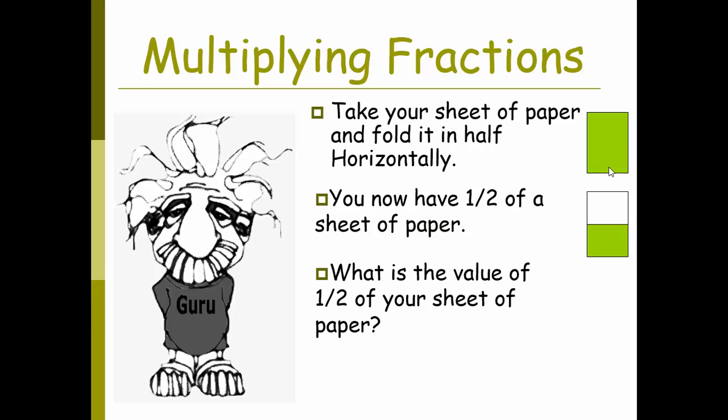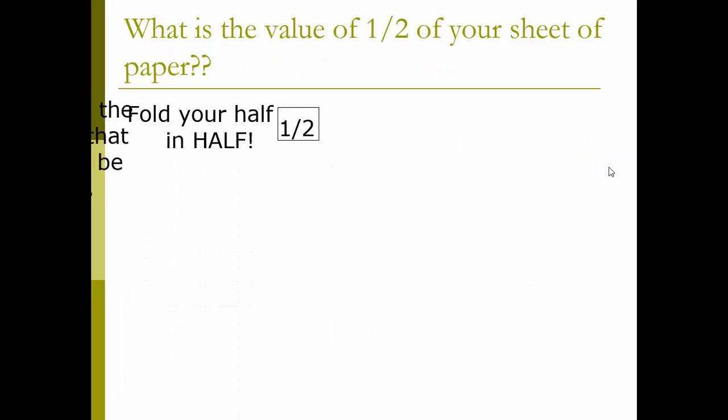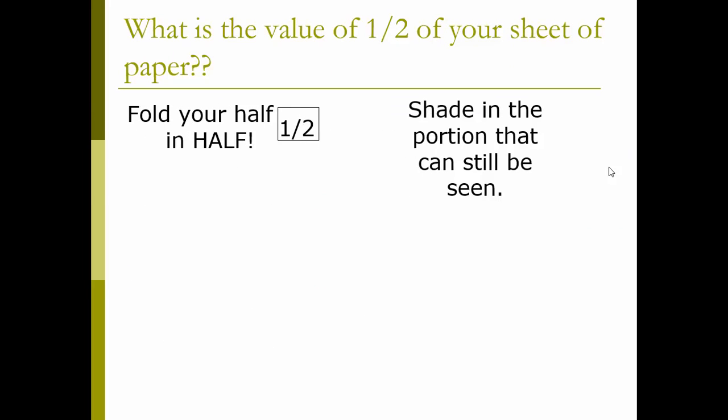And so what is the value of 1/2 of your sheet of paper? Trick question. Now what we want to do is fold the half that we have in half. And with this activity, now that we've folded it in half twice, we want to actually shade in the portion that can still be seen. You can do this with your pencil or a color, whatever you would like.